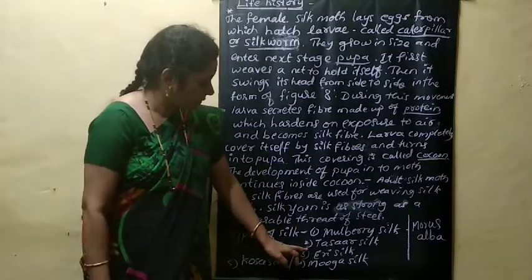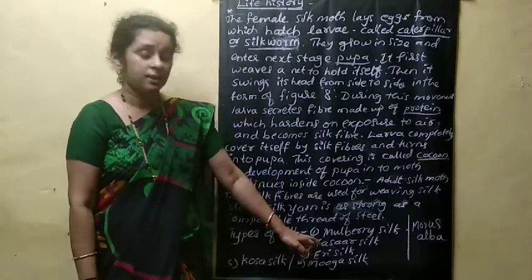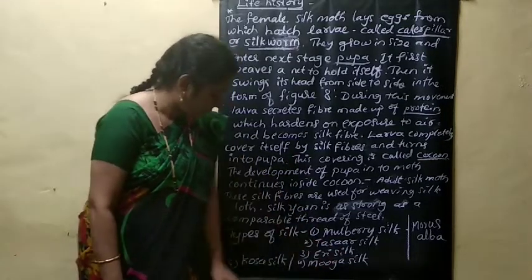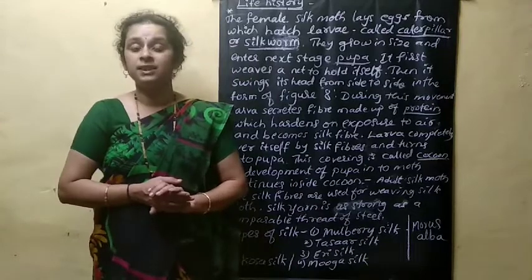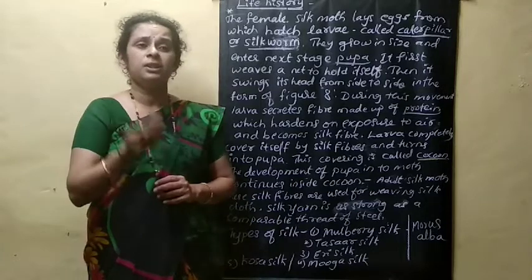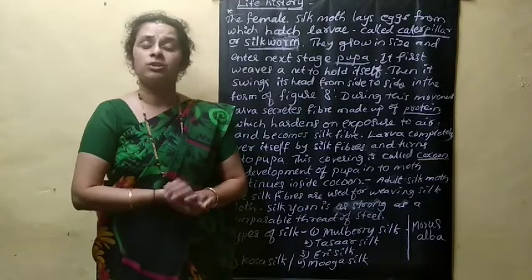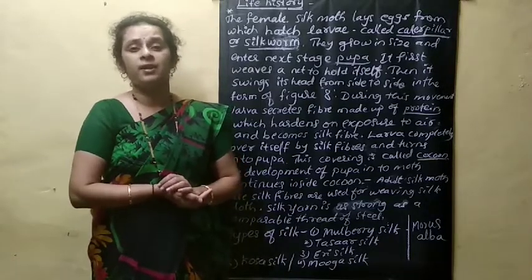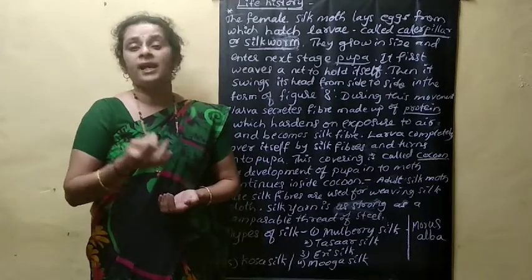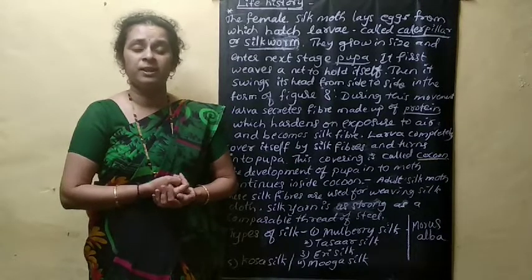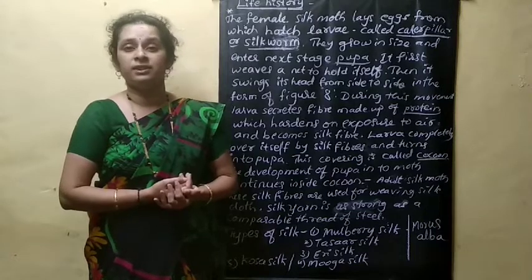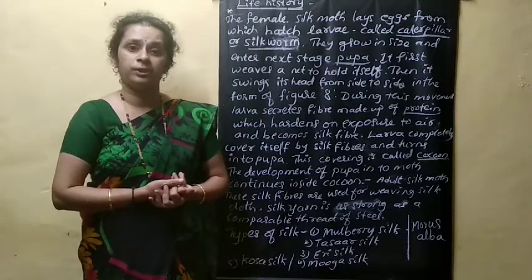And then another one is Tassar silk. Next is Eri silk, Muga silk and Kosa silk. These are the different types of silk. Based on the silk fibers and silk yarn, they are classified. These silk fibers are soft, shiny and lustrous in nature. You have to remember that. They are very soft, you know about that.